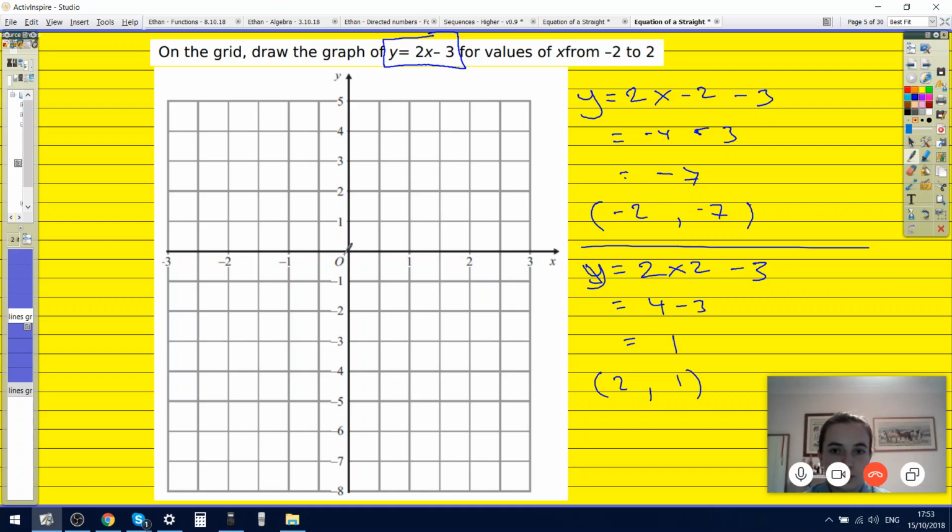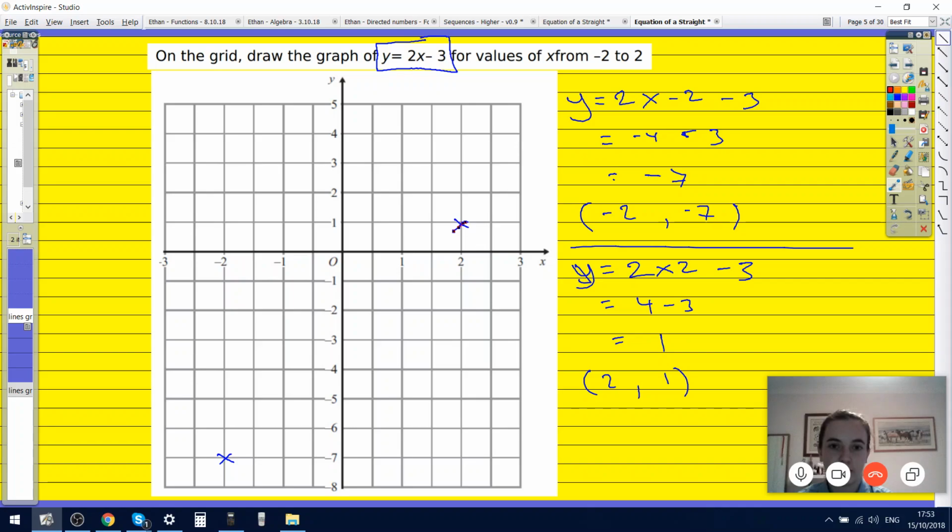Along minus 2 and then up and down to minus 7. Yeah. So minus 2 on the x, minus 7 on the y. That's there. And then 2 on the x, 1 on the y. That's there. And finally, draw a line to the other point. That's it. Any questions there?